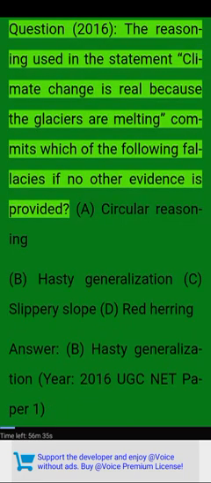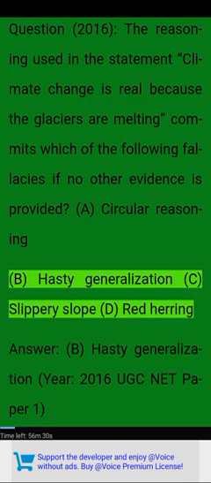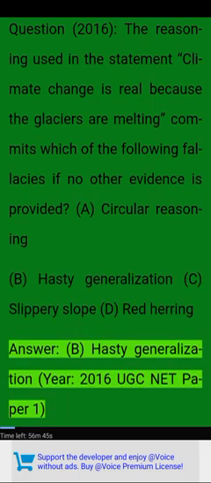Question 2016. The reasoning used in the statement, climate change is real because the glaciers are melting, commits which of the following fallacies if no other evidence is provided? A. Circular reasoning. B. Hasty generalization. C. Slippery slope. D. Red herring. Answer. B. Hasty generalization. Year, 2016 UGC NET Paper 1.